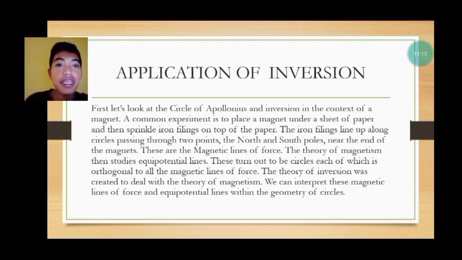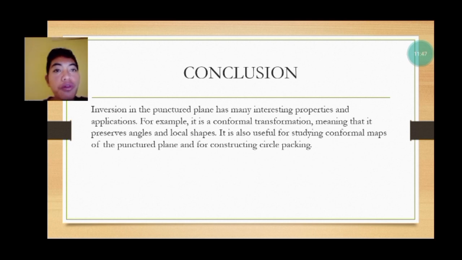The theory of magnetism then studies equipotential lines. It turns out that the circles of each are orthogonal, at right angles, perpendicular and intersecting, to all of the magnetic lines of force. The theory of inversion was created to deal with the theory of magnetism. So we can interpret these magnetic lines of force and equipotential lines within the geometry of circles.